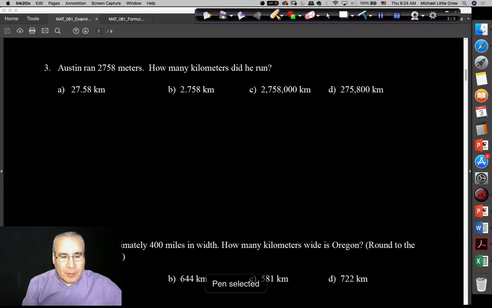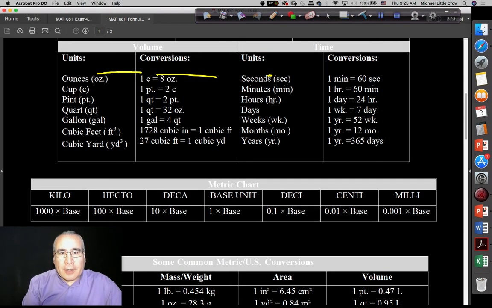Okay, so in question 3, again, the question we're asking is how many kilometers? We're told that Austin ran 2,758 meters. Well, then how many kilometers? And to do this, what we're going to do is we'll take a look at our conversion table, and the part we want to look at is the metric chart. So the base unit is meters, and we're talking distance. We want to go to kilometers, which is over here.